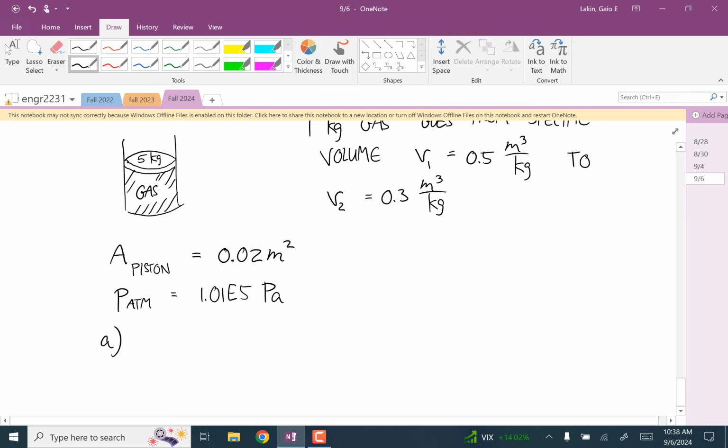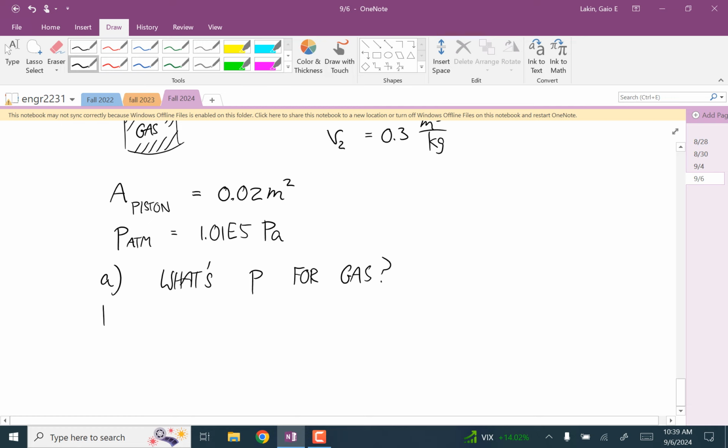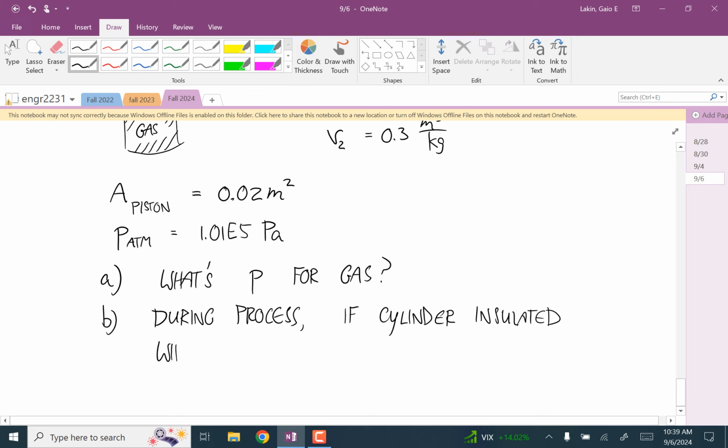And there are two questions. First, what's the pressure in the gas? And second, during this process, if the cylinder is insulated, what's the change in internal energy?